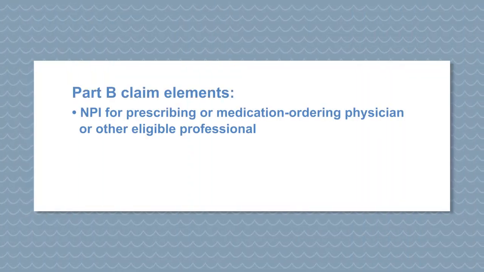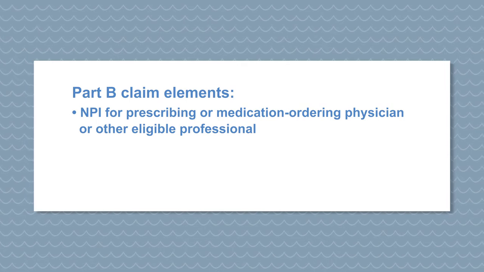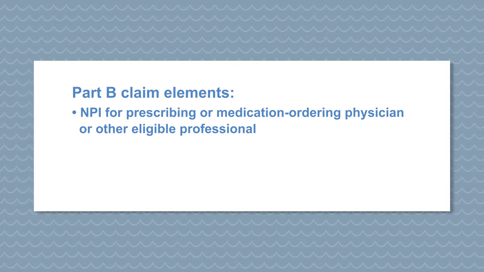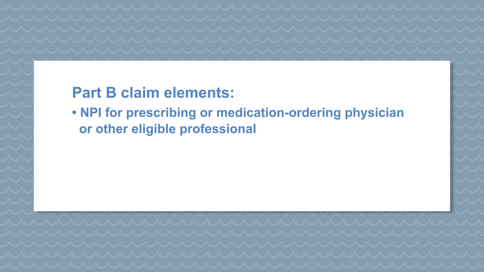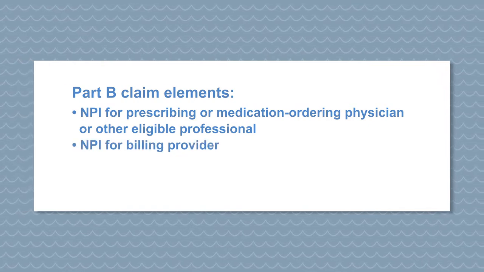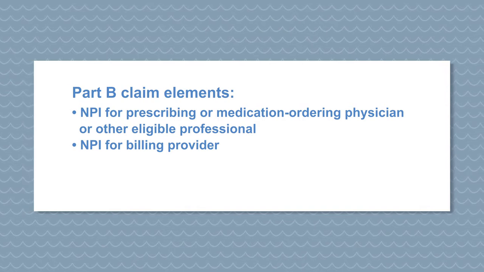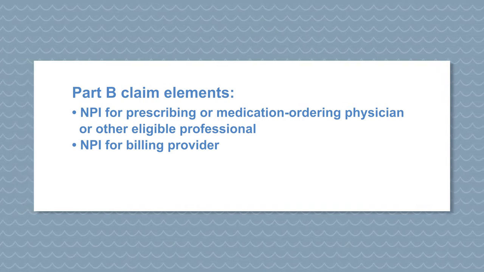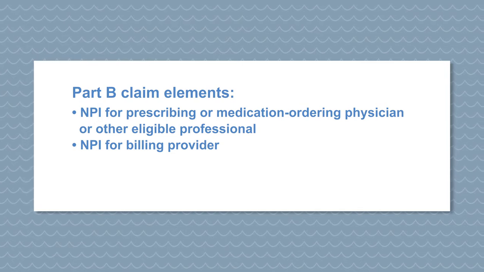Now let's talk about Part B billing. Just like Part A, there are specific elements you must also include on your claim. First, you must report the prescribing or medication ordering physician or other eligible professional's NPI. This information is reported in the ordering referring field of the claim. Second, you must report the NPI of the billing provider, which is the OTP. This information is reported in the billing provider field of the claim.